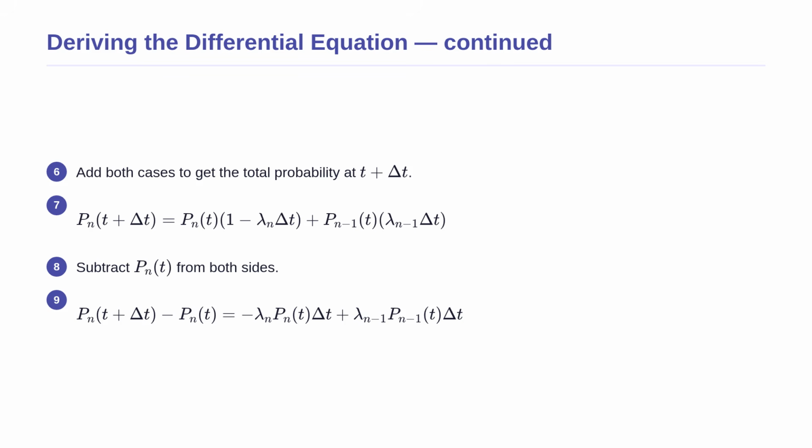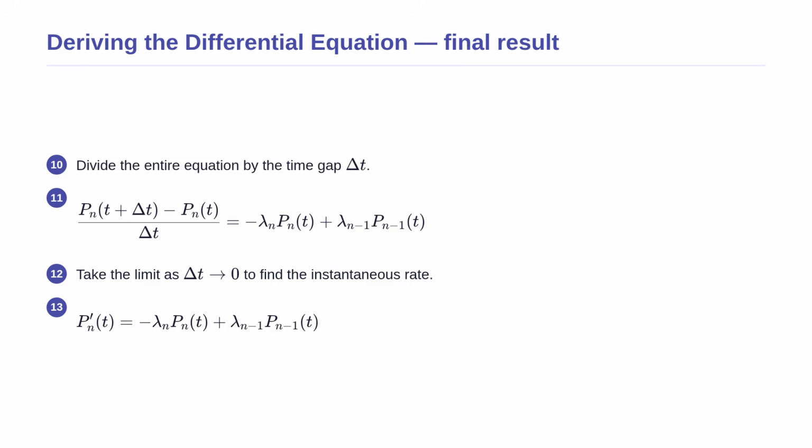This isolates the change in probability on the left side, while the right side shows the balance of probabilities shifting between the states. The positive term represents gaining probability from below, and the negative term represents losing it to the state above. This sets us up perfectly for the final calculus step.